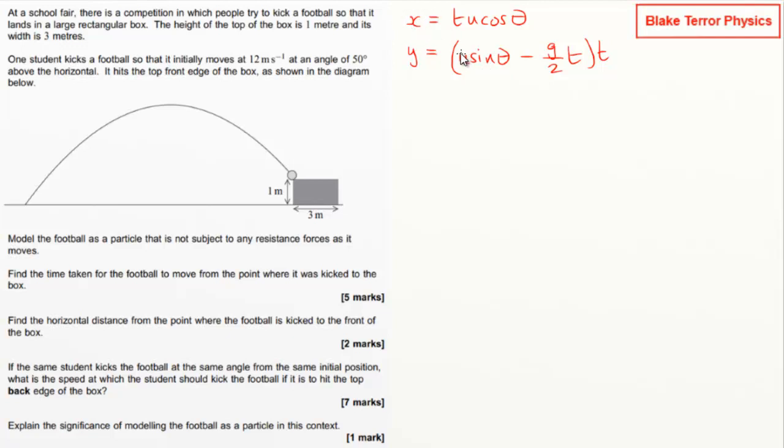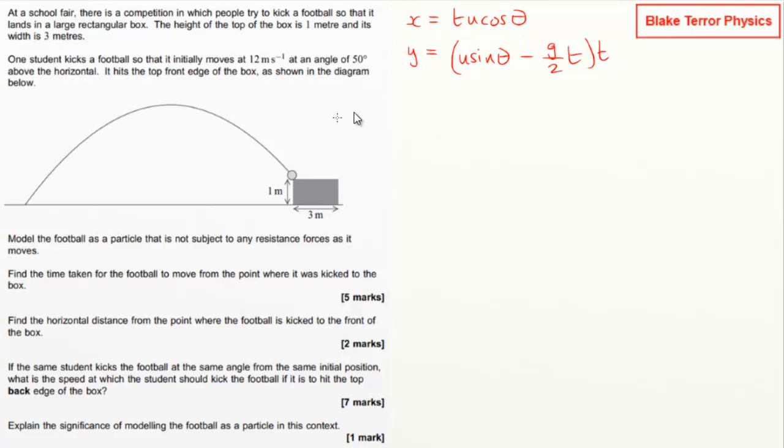The reason I've written it out that way is that in the horizontal direction, because there's no acceleration, we're saying that the distance traveled is the velocity multiplied by the time. So that's just fairly basic. That is also s equals ut plus half at squared, but that's just the basic definition for constant velocity.